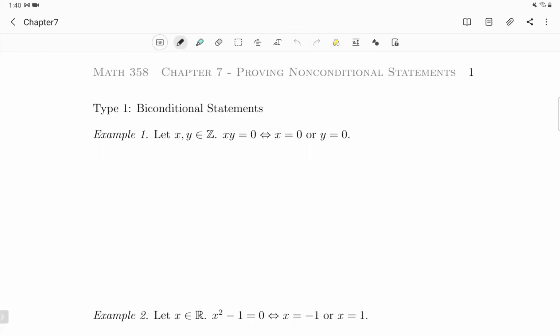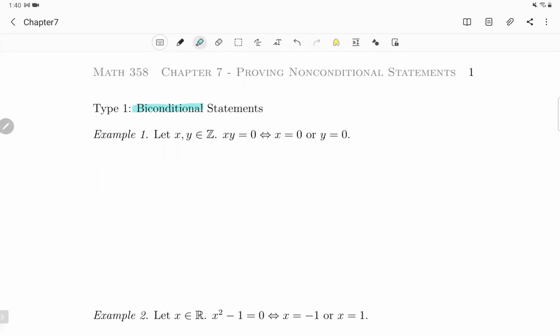All right, chapter 7. This chapter focuses on what they call non-conditional statements. And we've seen a few of these, like square root of 2 is irrational. Okay, it's technically non-conditional. It wasn't an if-then, right? So we're going to look at stuff like that. We're going to start with biconditional, because this is the most similar to what we've been doing.